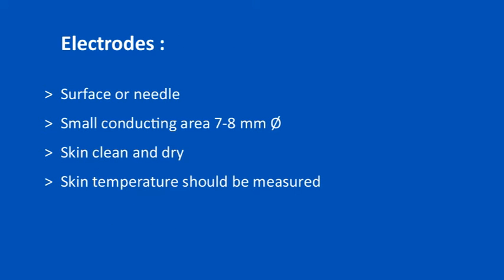Electrodes. Electrodes used can be surface or needle electrodes. The surface electrode should have a small conduction area of 7 to 8 millimeters. The skin should be dry and clean. Skin temperature should be measured.